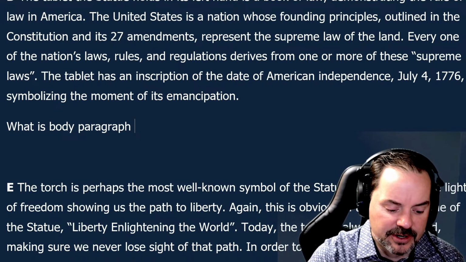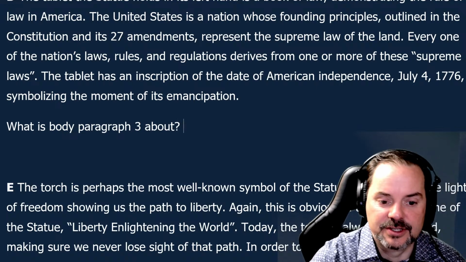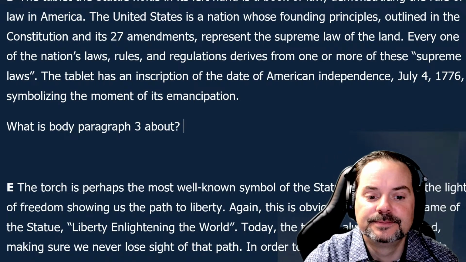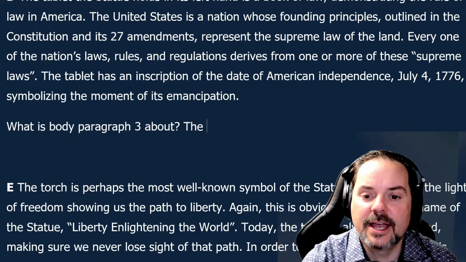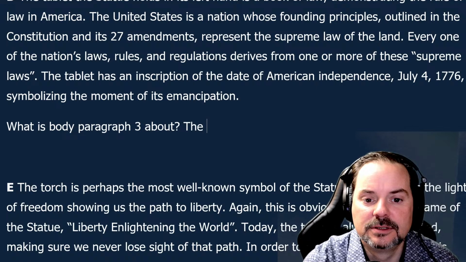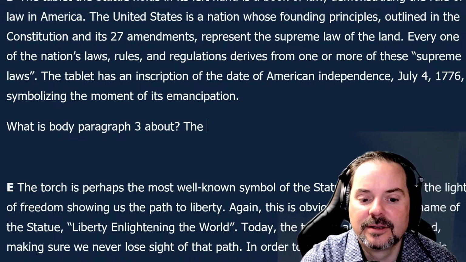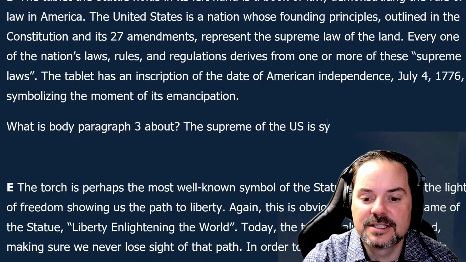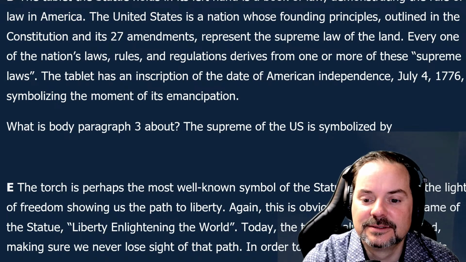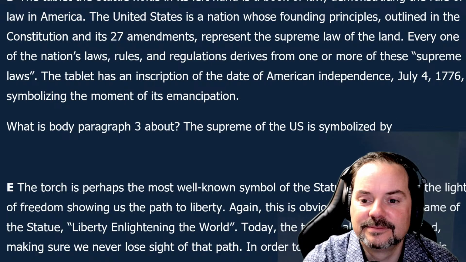Okay, what is body paragraph 3 about in a simple sentence or in a simple way? The United States law. Okay, and what symbolizes the law? The supreme law of the United States is symbolized by the movement of its emancipation.